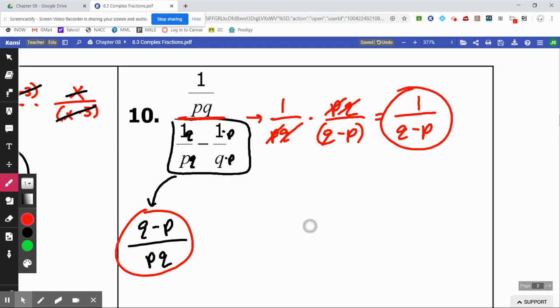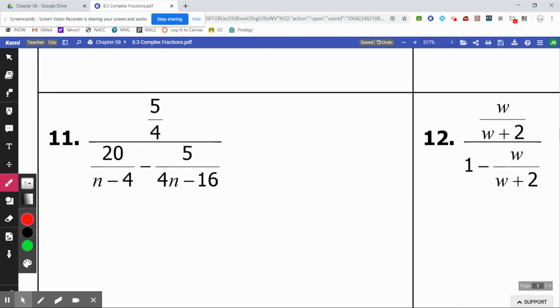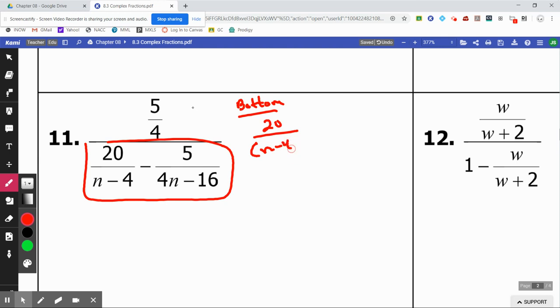Number 11. Now, if you would like to, you can start working it like this. You can do these separately. So let's come over here, and the top is finished, but the bottom fraction is 20 over all this stuff right here. Let's write it down, factor it: 20 over n minus 4, minus, leave yourself a little bit of space to find a common denominator, 4 parentheses n minus 4.